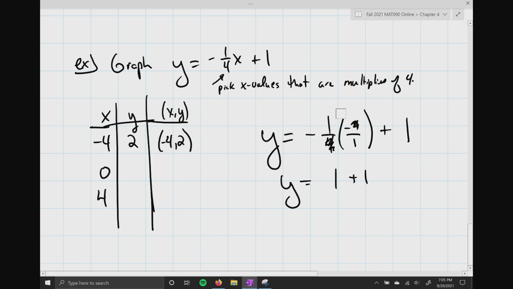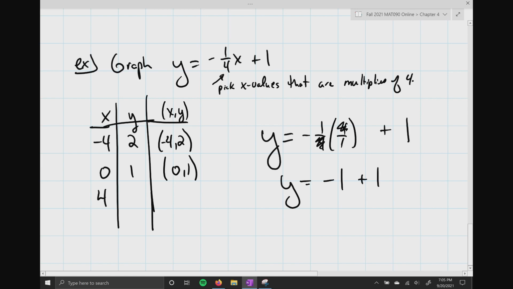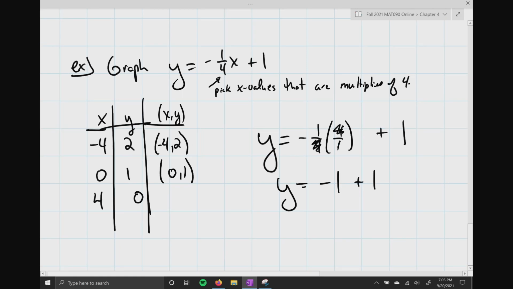Now I'm going to go ahead and erase -1/4. So we're going to find out when x equals 0. Well, anything times 0 is 0. So this is just going to be y equals 1. So this is our ordered pair 0, 1. And then lastly, we're going to do 4, or 4 over 1. So again, the 4 is reduced, so you have -1 times 1, which is going to be -1 plus 1, or 4 comma 0.